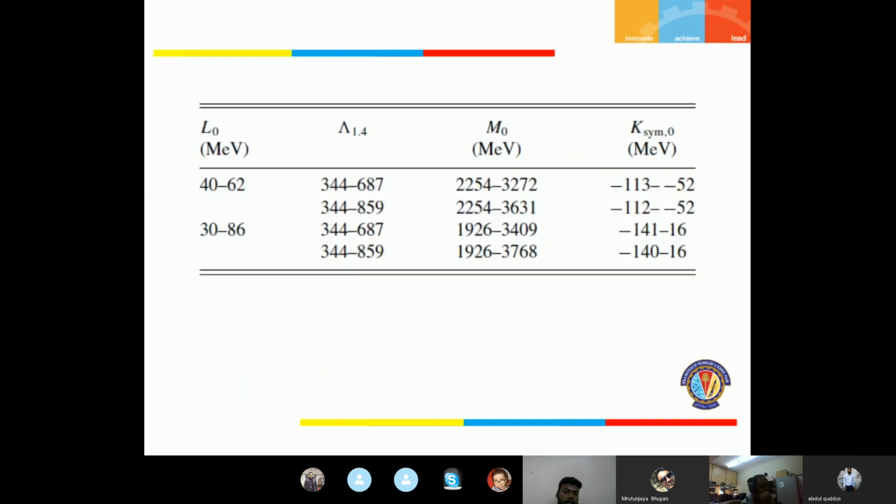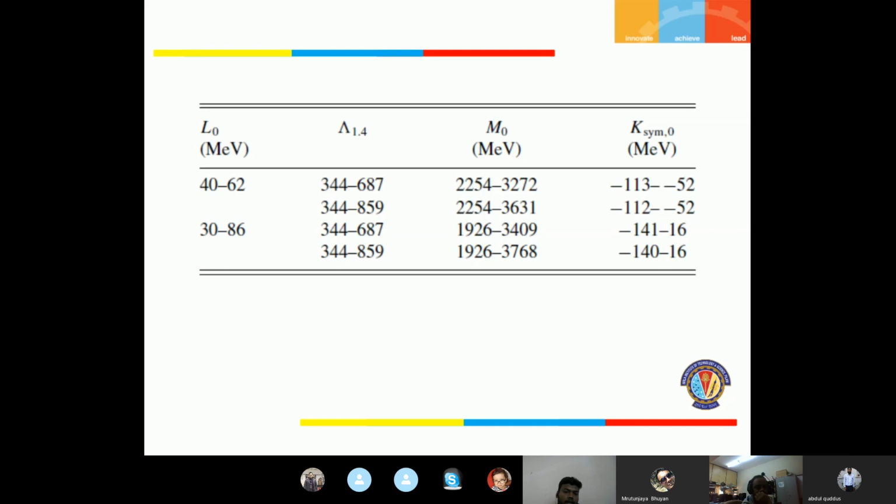And from there we have constrained by taking a very well accepted empirical range of L0. If you take L0 as 40 to 62, this range is provided by Latimer in 2013 in the Astrophysical Journal, and 30 to 86, that range is also very well accepted, by Oertel, in PRC 89, 2017. Now, with the deduced tidal deformation for canonical neutron stars, 344 to 687, we have constrained the M0 parameter.